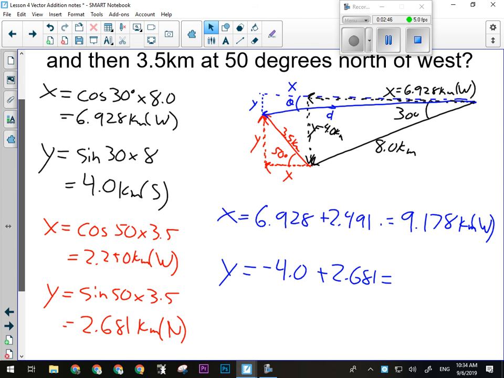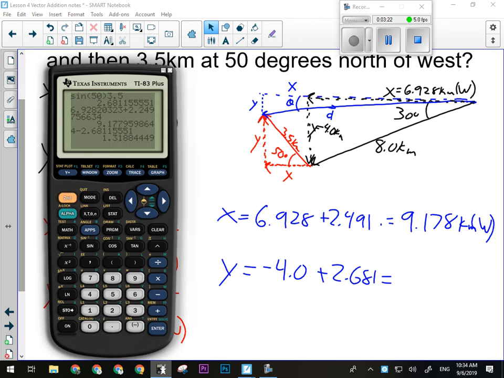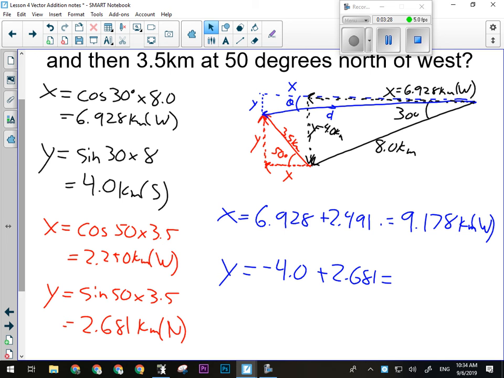And then we were adding those together. So I took black x and red x, which was 2.250, and I added them together, and I got 9.178. So the x component of the blue triangle is 9.178 kilometers west. I'm going to do the same thing with the y components. 4 kilometers south plus 2.681 kilometers north will give me my total y component, which ends up being 1.319, we'll say.